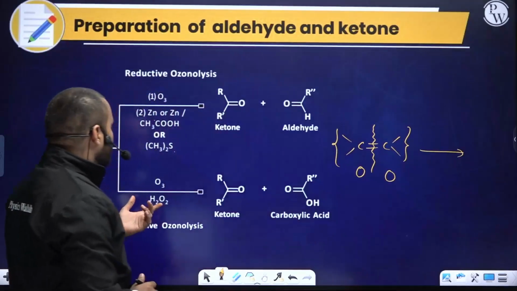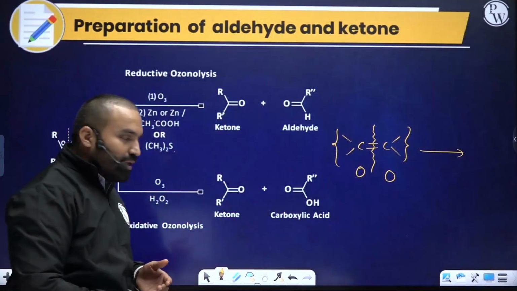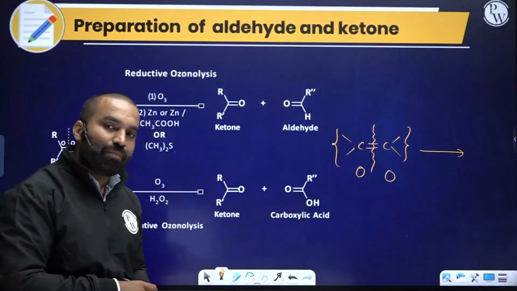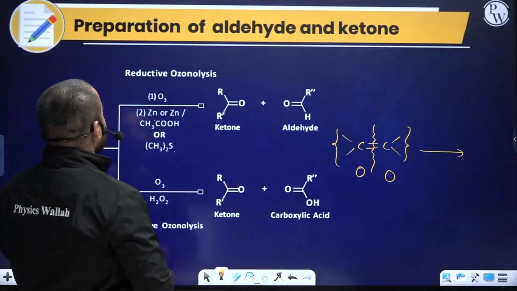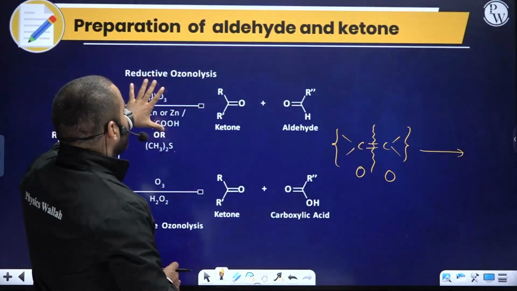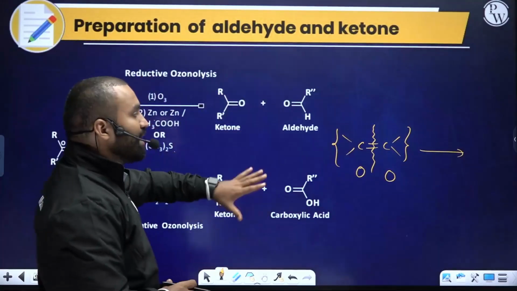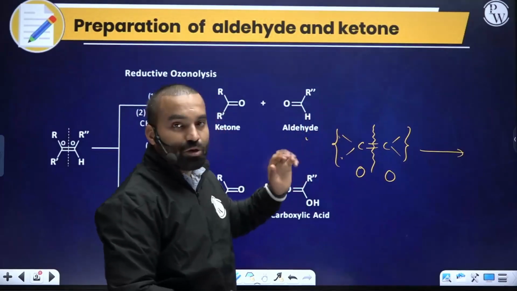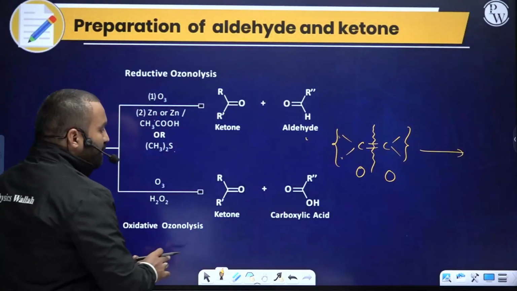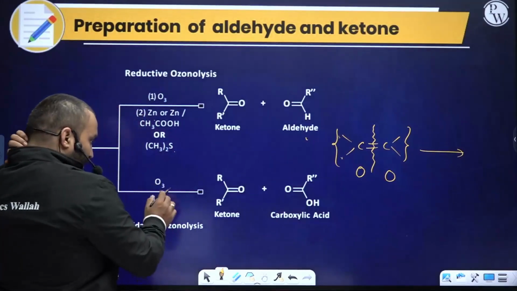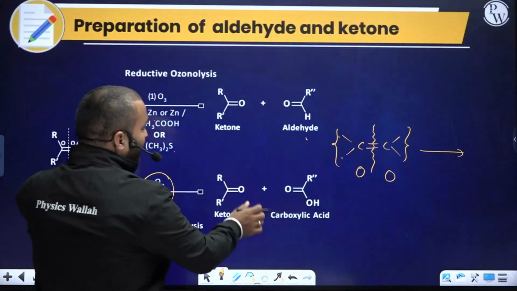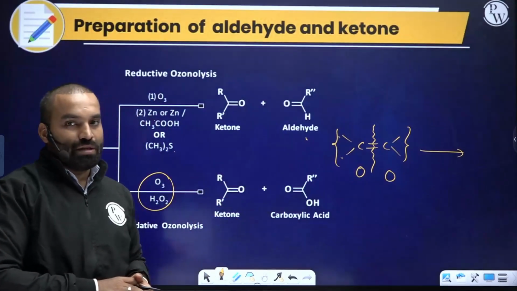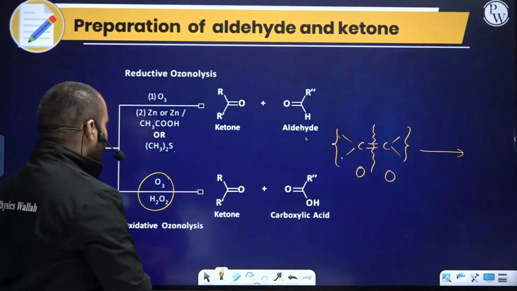But suppose you do not use zinc or dimethyl sulfide, the aldehyde which was supposed to form will undergo further oxidation to generate acids. Hence I said reductive ozonolysis is a method to produce aldehyde and ketone. Depending upon the groups on the carbon, R or hydrogen, or depending upon the reaction conditions, you should be able to oxidize the resultant aldehyde into acid. Remember, only aldehyde will be further oxidized to produce acids. And ketones cannot be further oxidized by ozone.